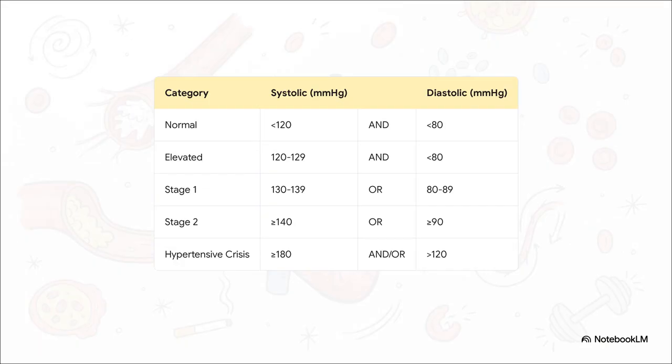So to diagnose it and manage it, you've just got to know the numbers. This table shows the official breakdown from the American Heart Association. And notice the key word for stage 1 and 2 is "or." That means hitting just the systolic number or just the diastolic number is enough to put you in that category.